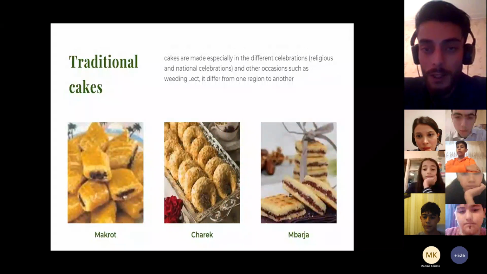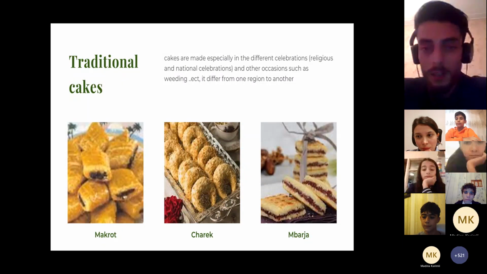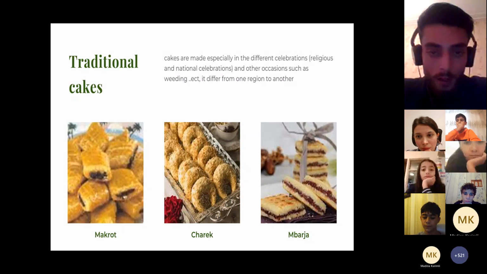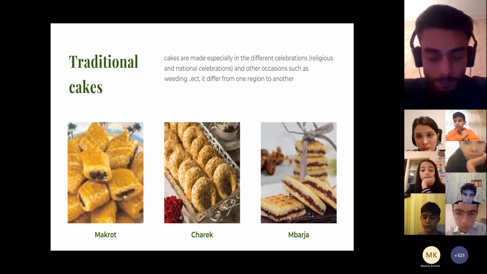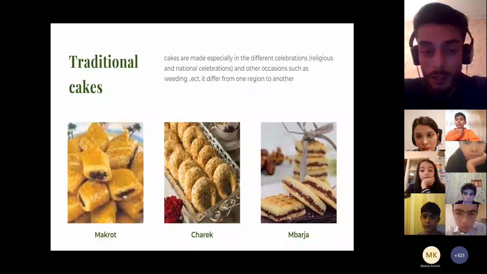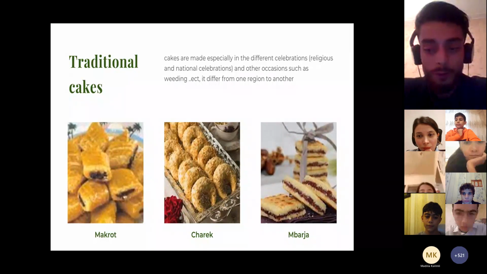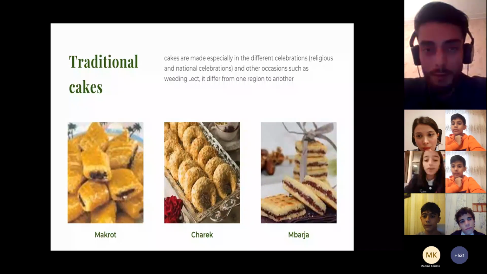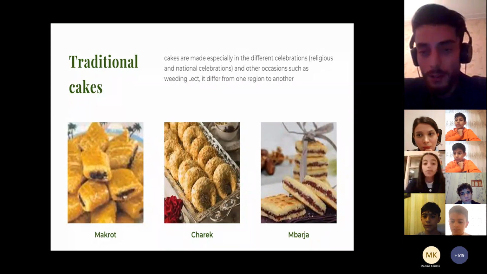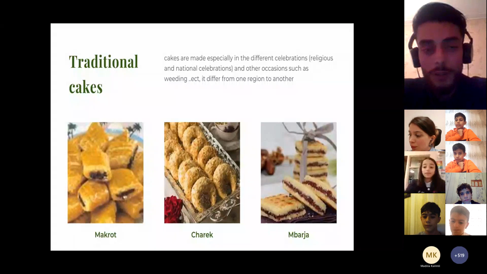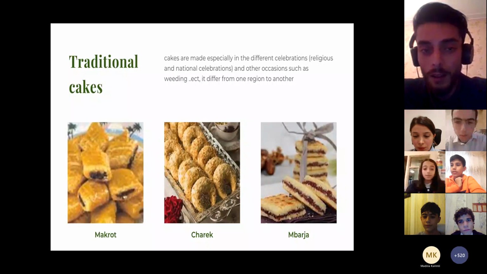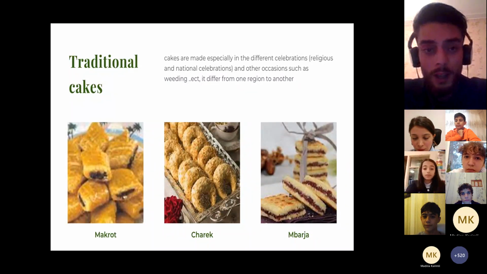Traditional cakes are made especially for different celebrations, religious and national celebrations, and other occasions. It differs from one region to another. Why does it differ? As I said, our country is a kind of continent because we have 58 cities and it's so big, so we have a lot of differences inside my country. I mean, differences in meals and in traditions.